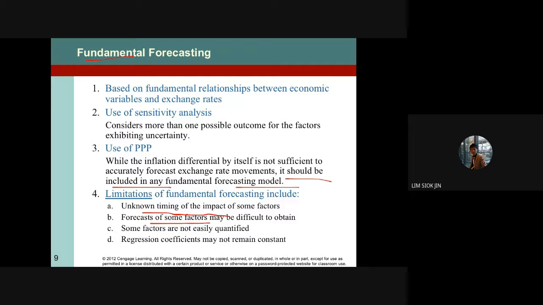and with that you get wrong data already. All right, and for some income levels, certain countries don't have data. When you don't have data, it's very difficult to input these factors. And some factors are not easily quantified. You cannot put them into numbers.